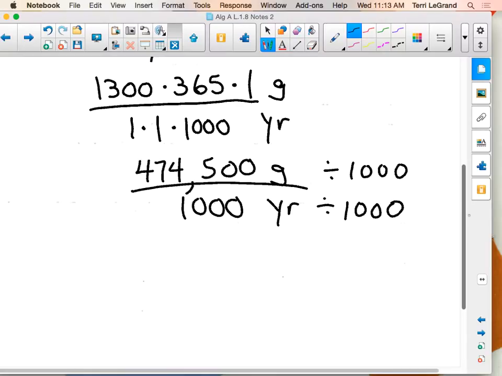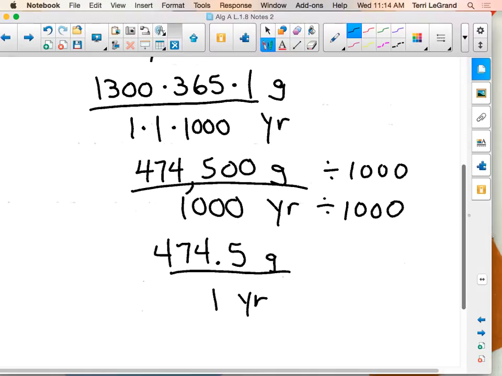Anybody know the shortcut for dividing by 1,000 without a calculator? Guess not, huh? Maisie? You go to the left, how many zeros? Yeah, zeros. So we would go to the left how many places in this one? 3 times. So we go 1, 2, 3, and we would have 474.5. And that's grams over 1 year.